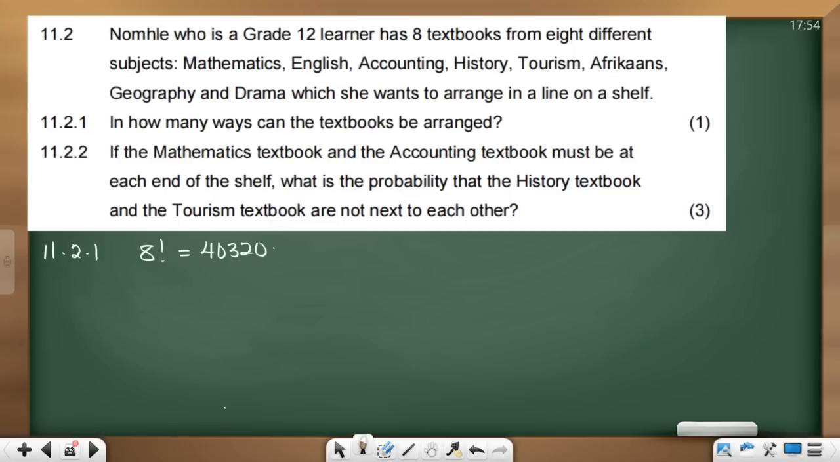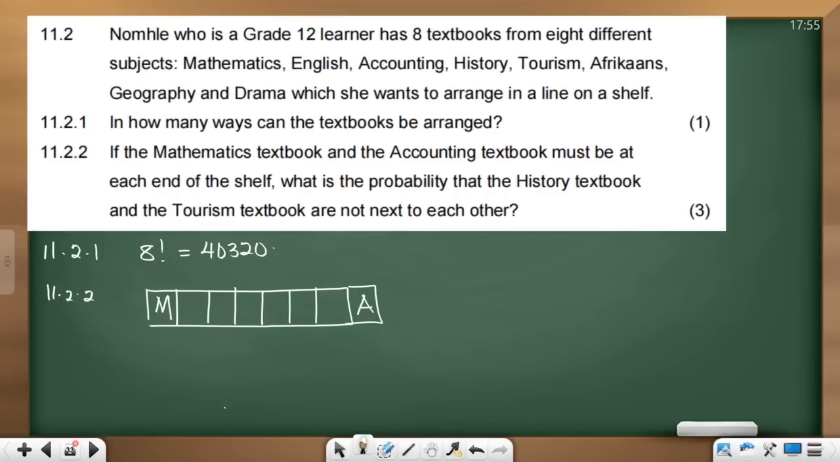Lovely. If the math textbook and accounting textbook must be at each end of the shelf, what is the probability that the history textbook and, okay, let's take it slowly. And this is what I like to do. Since there are 8, I'd like to create 1, 2, 3, 4, 5, 6, 7. If the math textbook and the accounting textbook must be at each end, now you see we are creating math and accounting. It could also be accounting and math. We'll deal with that.